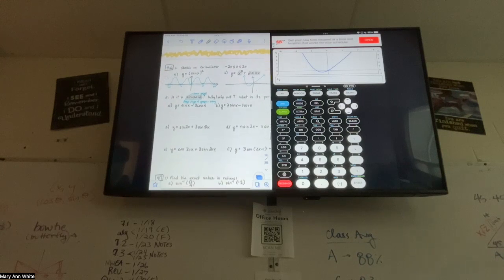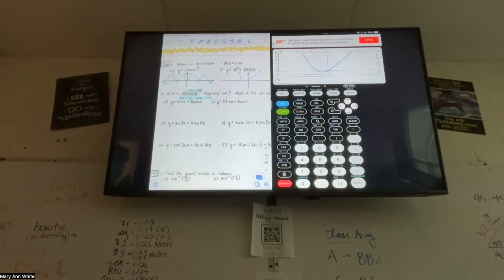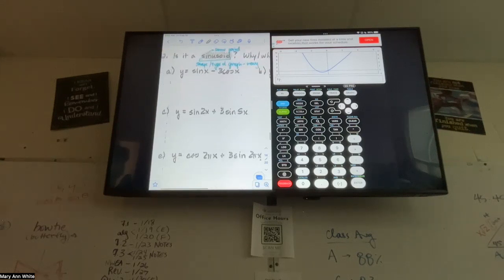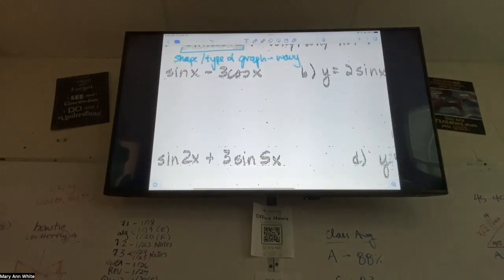What we can do with the next 6 examples is identify the periods of both parts of the equations. And if their periods are the same, then we're going to say, yes, those are sinusoid. It's just that simple. Okay, so let's go look at the first one, letter A. And I'm actually gonna get rid of my calculator. I don't need it anymore.